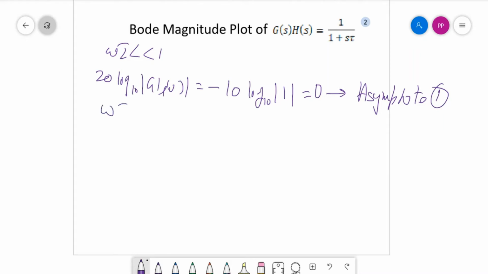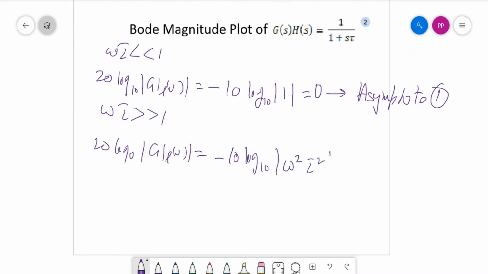So now consider the case when omega tau is very much greater than 1. Then 20 log base 10 mod of G at j omega is equal to minus 10 log base 10 of, because omega square tau square will be very much greater than 1, in that case I can write this as omega square tau square. Now we can write in a simple way, omega square tau square is omega tau whole square. So the square will come out, so minus 10 will become minus 20 log base 10 mod of omega tau.